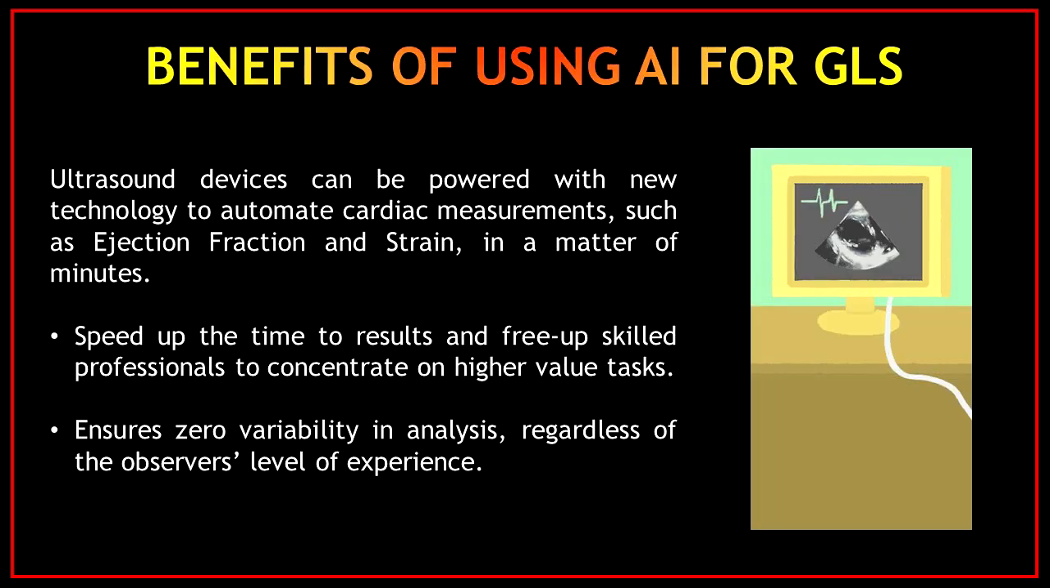So let's talk about the benefits of using artificial intelligence for global longitudinal strain. Ultrasound devices can be powered with new technology to automate cardiac measurements, such as ejection fraction and strain, in a matter of minutes. Artificial intelligence can speed up the time to results and free up skilled professionals to concentrate on higher value tasks. Also, it can ensure zero variability in analysis, regardless of the observer's level of experience.